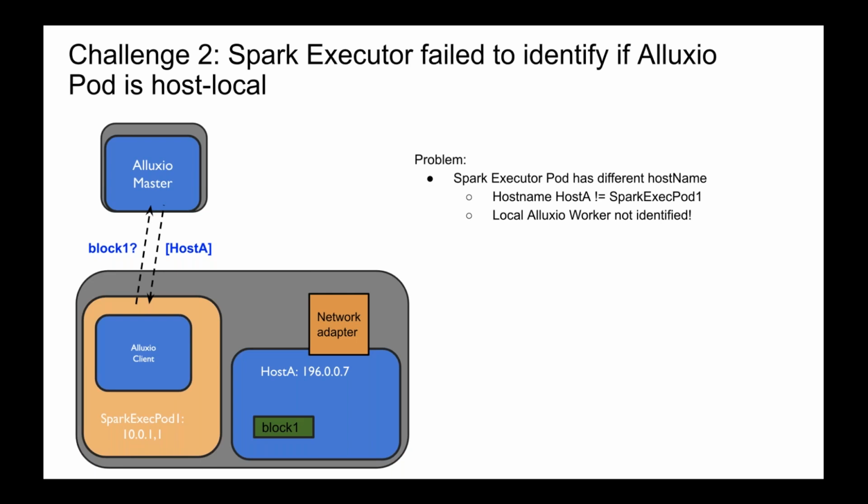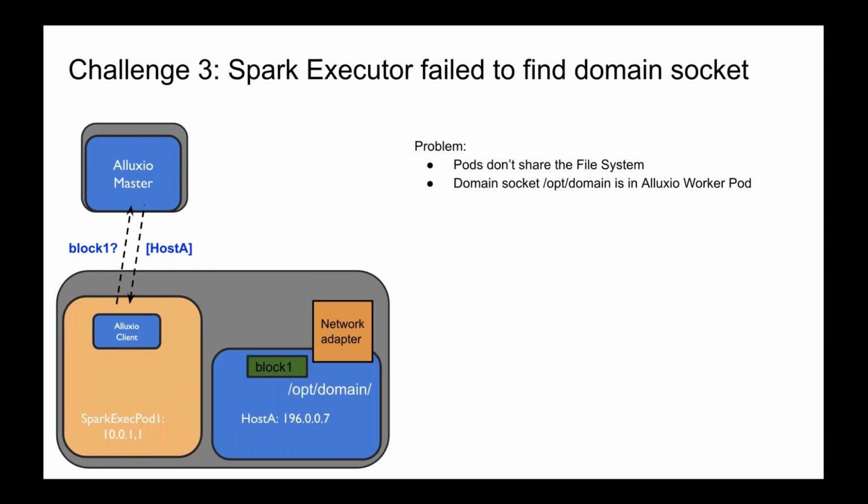This is challenge 2. Before talking about the solution, I want to bring up another challenge because we solve these two challenges together. The challenge 3 is, even if the Spark executor is able to identify the Alluxio worker as a local host, on the local host, they still have no means to talk to each other because pods don't share files in Kubernetes. They act as if they're two separate machines, and they don't share any local files at all.